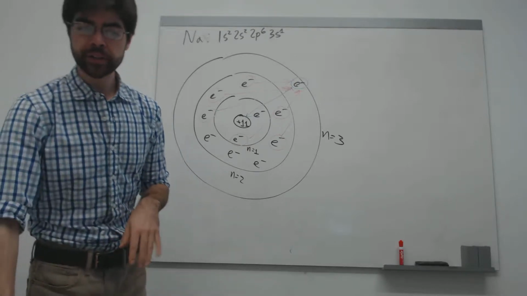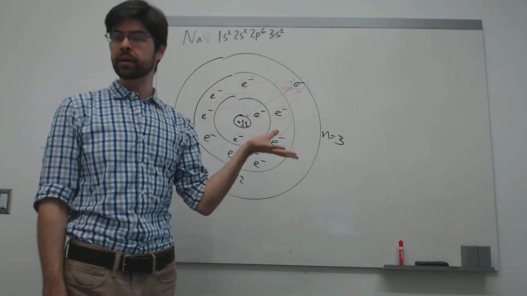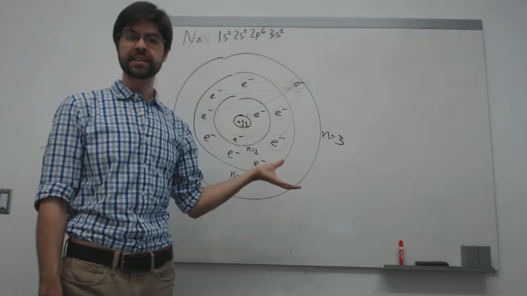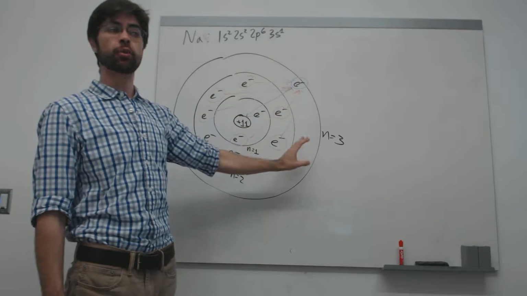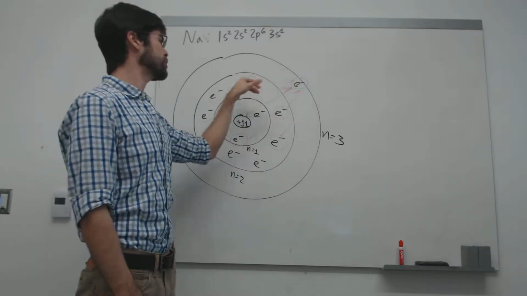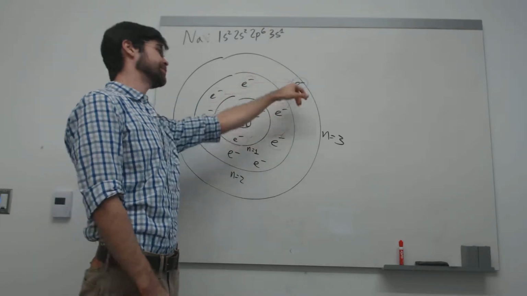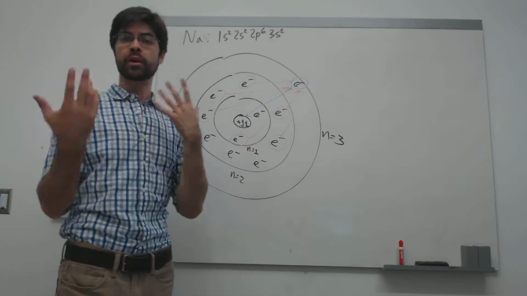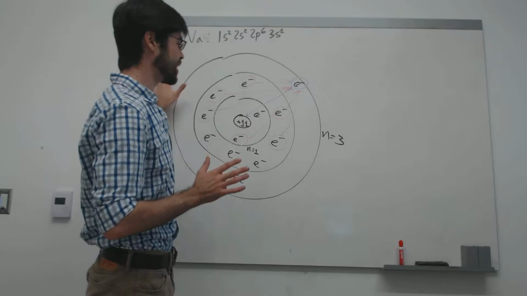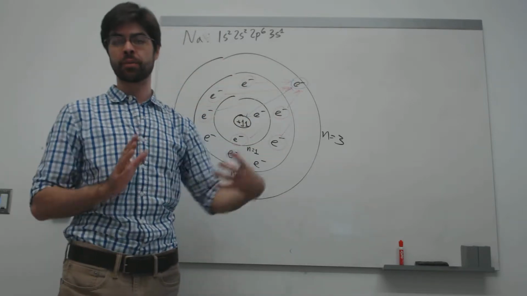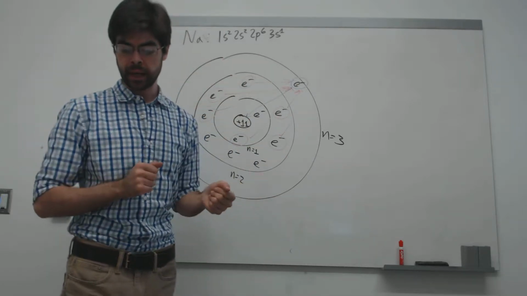If I really wanted to treat this precisely and numerically, I would need to add up all of these forces. There's a repulsive force there, a repulsive force there, a repulsive force there, and an attractive force there. To find the net force this electron experiences, I would have to take all of those into account and add them all up, and it would be a big, messy equation.